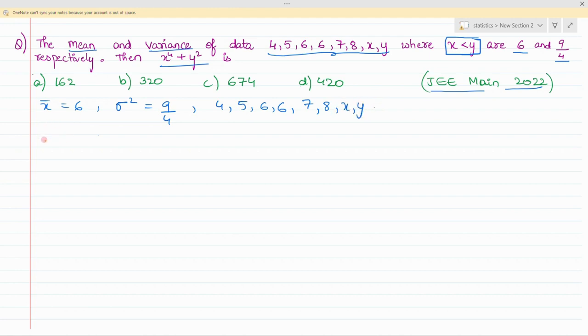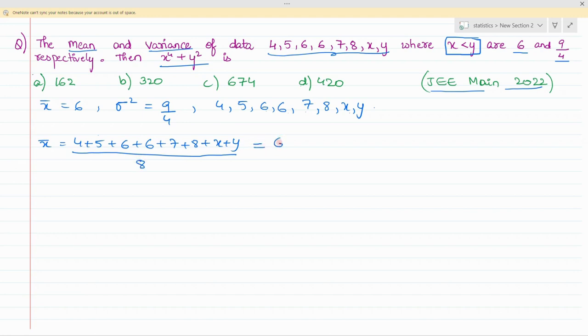So let's find the mean first using the formula, that is the sum of all observations, that is 4 plus 5 plus 6 plus 6 plus 7, 8, x plus y upon the total number of observations. How many observations do we have? 1, 2, 3, 4, 5, 6, 7, 8.